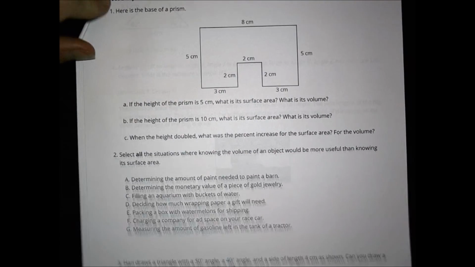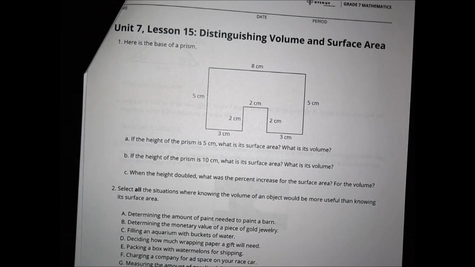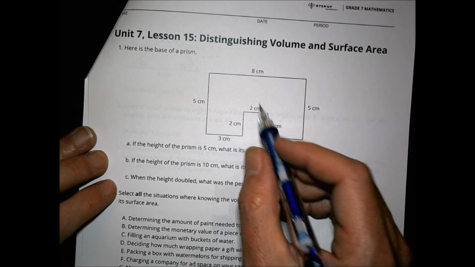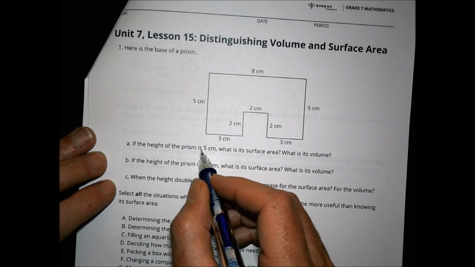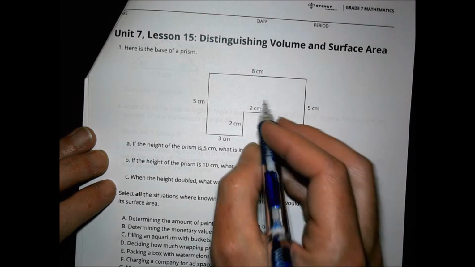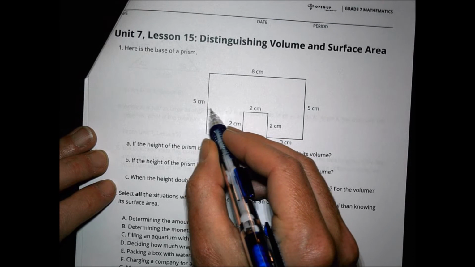Do our homework and come back and check it. All right, here we go, homework time. So here is the base of a prism. If the height of the prism is 5 centimeters, what is the surface area? Okay, well, let's first of all find the area of the base.